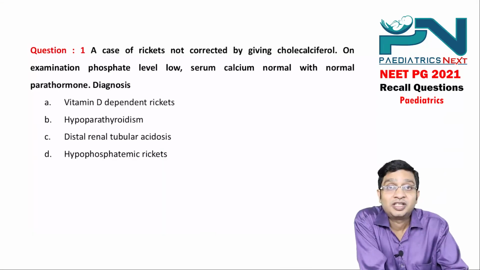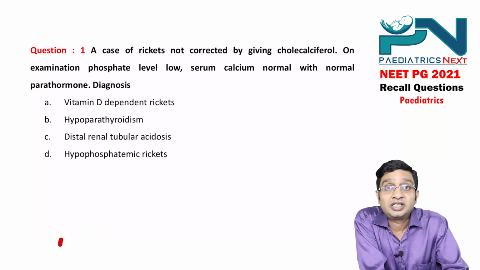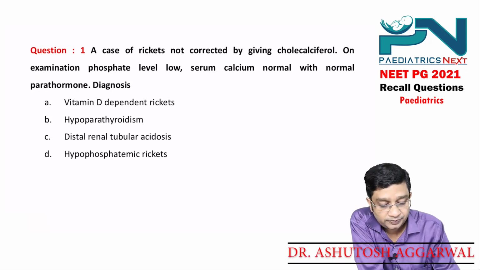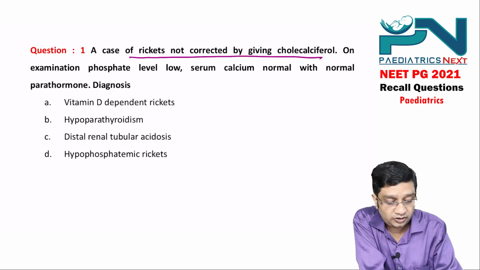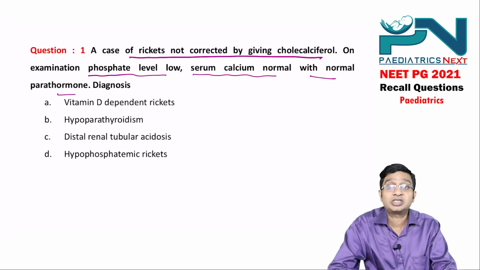Hello students, let's discuss some of the MCQs related to the subject of pediatrics which were asked in the NEET PG 2021. Moving on to the first question: a case of rickets not corrected by giving cholecalciferol. On examination, the phosphate level is low, serum calcium is normal with normal parathormone, and the diagnosis is being asked.